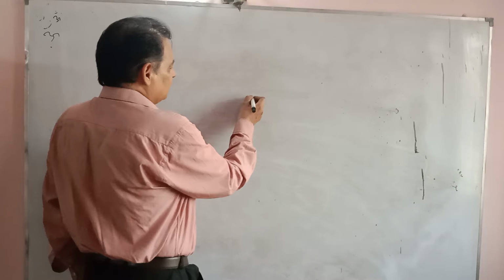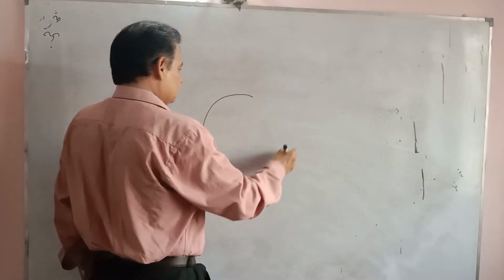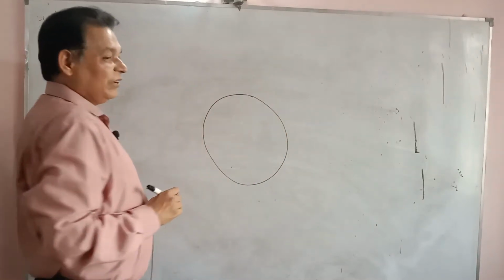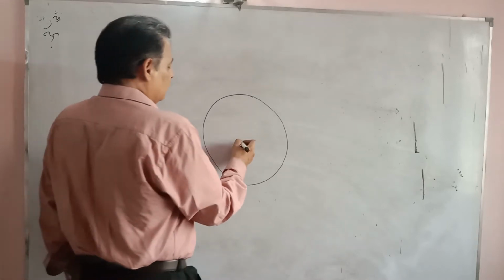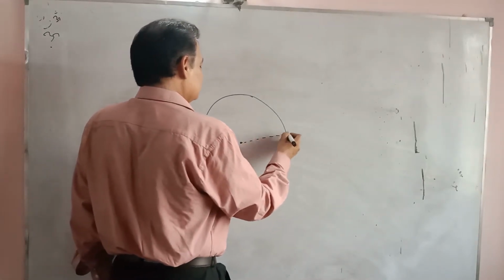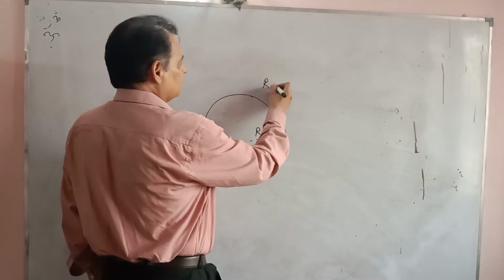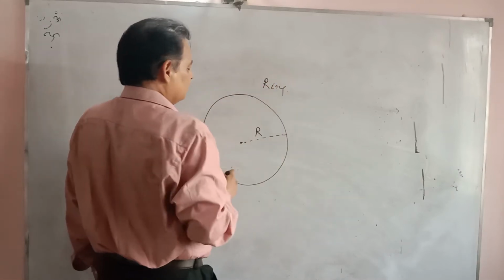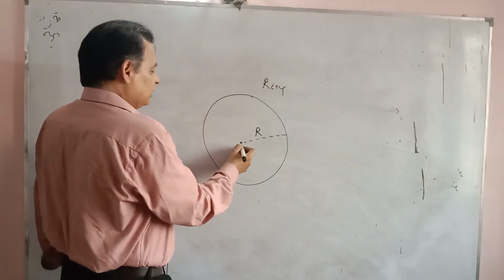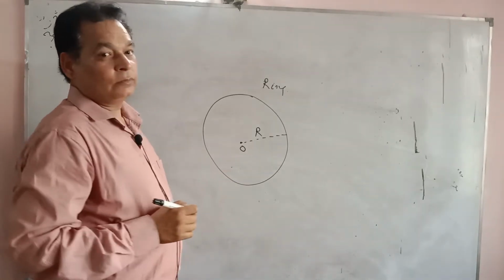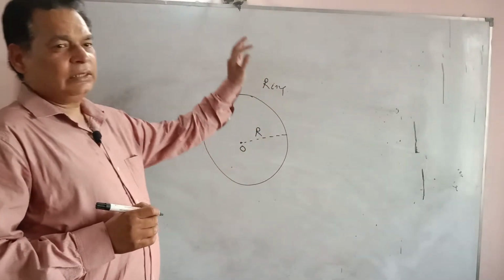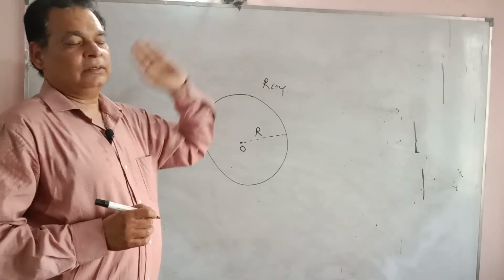Suppose that is a ring of radius r. Ring of radius r, that is center O. This ring is metallic, very thin metallic.